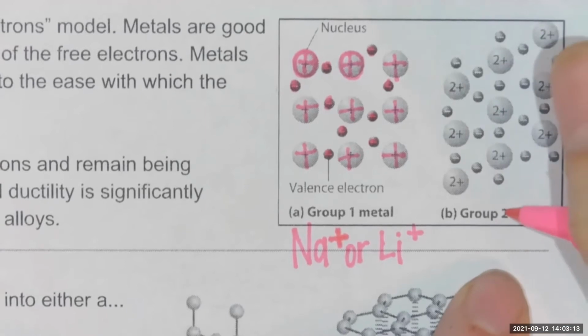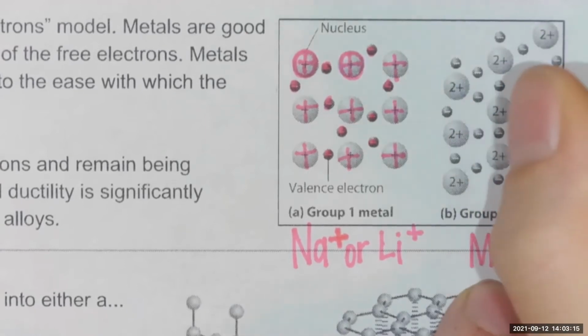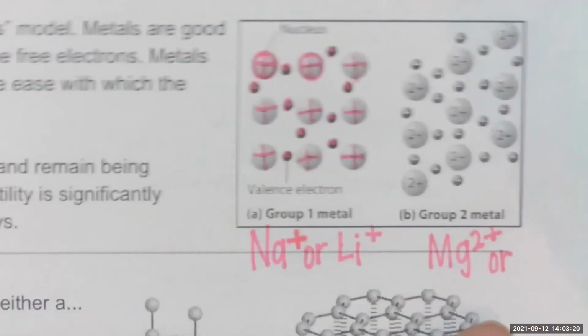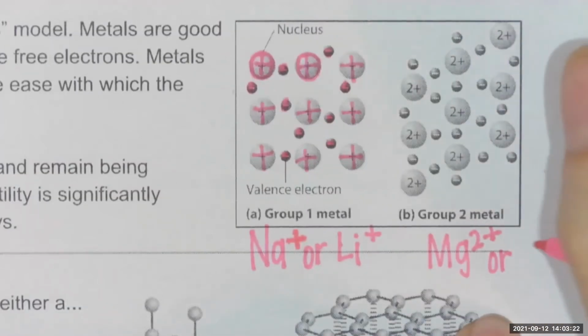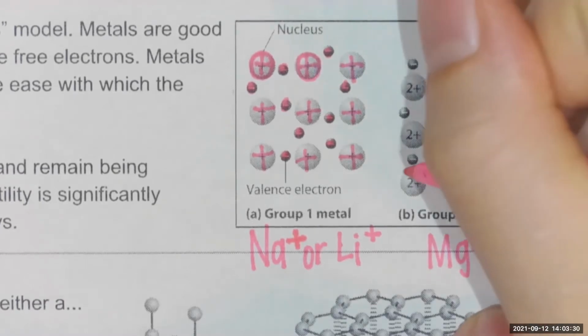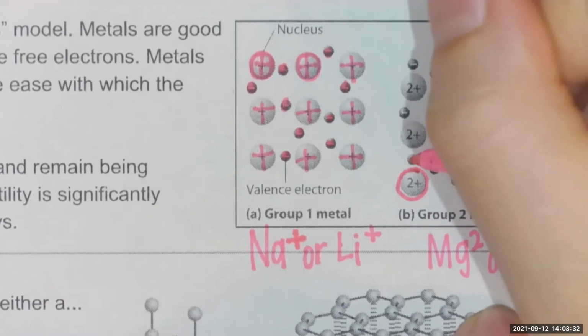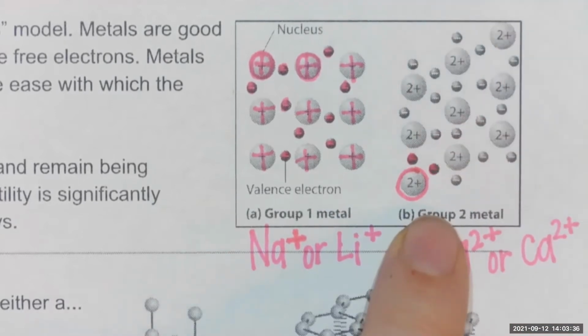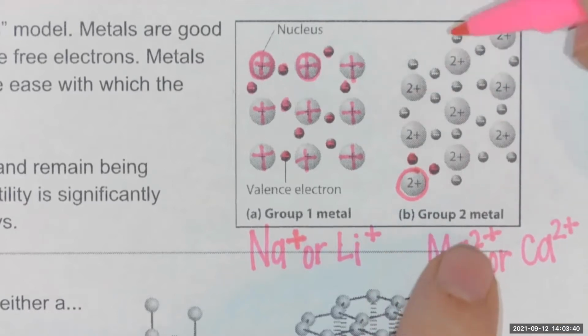In a group 2 metal, something like magnesium 2+, or what's another one? Calcium 2+, they're losing 2 electrons. So for every positive core we have, we've got more electrons corresponding to each, more sea of electrons.